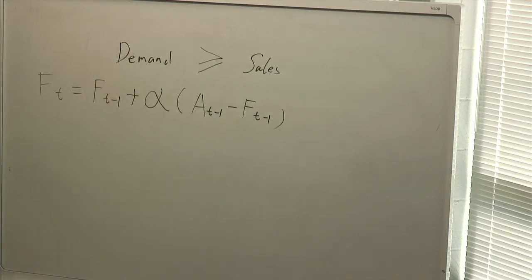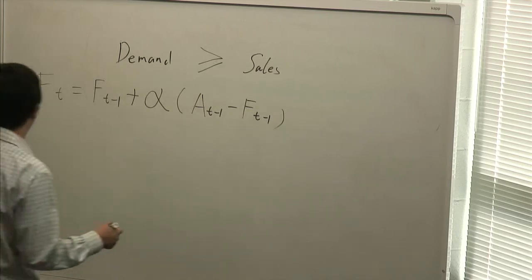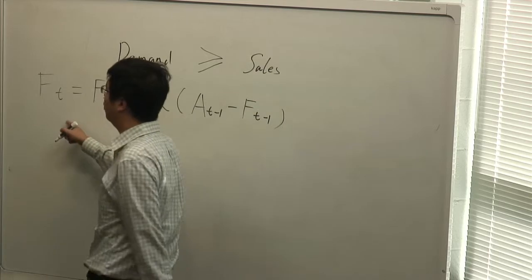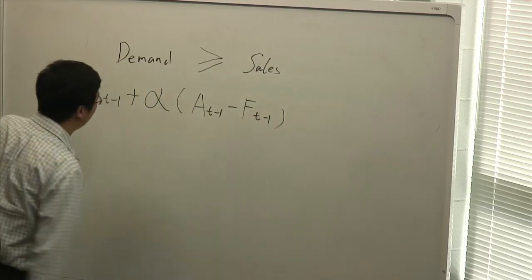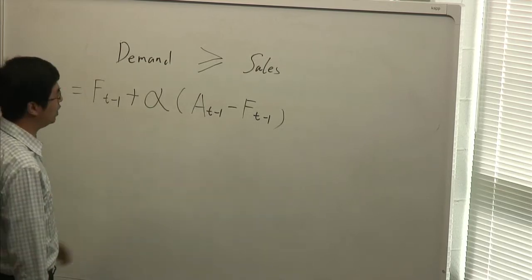Now here's the example. Suppose the previous time period forecast was 42 units and actual demand was 40 units, and alpha equals 0.1. What is the forecast of this period by using the exponential smoothing method? So this period is Ft, right? That's what we want to forecast, Ft. Now we have to figure out the value of all these three symbols.